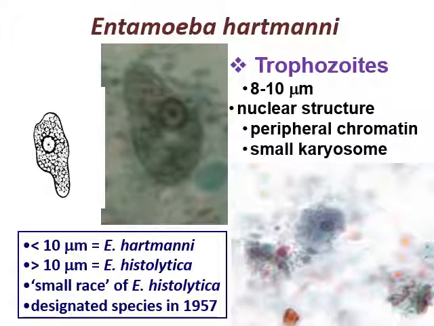So we have, as we said in a previous lecture, the small race amoebae, which we call Entamoeba hartmanni, and the large race, which we call Entamoeba histolytica. The small race, in other words Entamoeba hartmanni, measures less than 10 micron. It was designated a species in 1957. The measurements here are only for information, not for memorization.